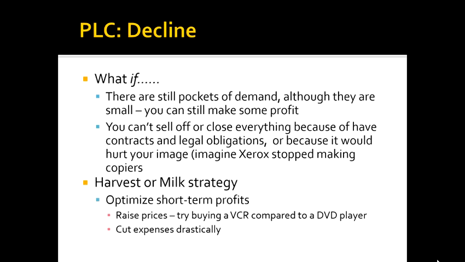So that approach is called a harvest or milk strategy. If I can make some money, or I have to, and I can't get out of the business right now even though I'd want to, you use a harvest or milk strategy, which means you're going to try to make as much profit as you can. So what do you do? You accountants in the audience should know this. You can raise your prices, right? It probably costs more to buy a VCR right now than a DVD player, for sure. And if everybody else is getting out of the business, there are not many sellers left, so it has value to some people.